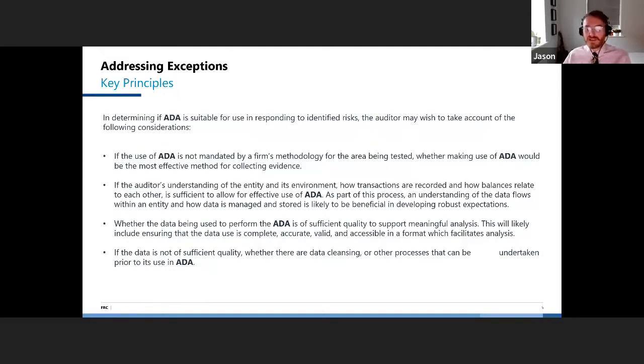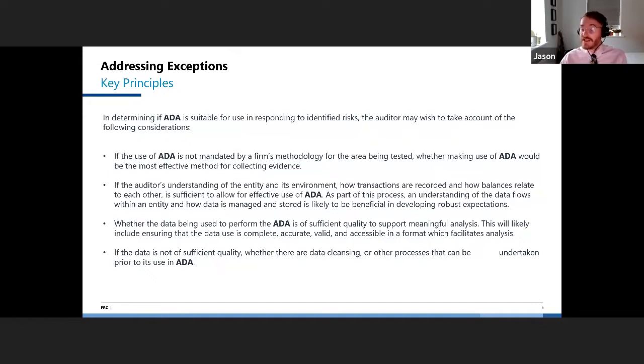So the 4 bullet points: I'm going to talk a little bit about each one and some of the key things that we thought about. The first one is, if the use of audit data analytics isn't mandated by a firm's methodology, whether it's actually going to be the most effective method for collecting evidence. Some firms at the moment are mandating the use of data analytics in testing certain areas, which from a methodological perspective is fine, but the question still needs to be asked about whether it's always suitable. So is it actually the most effective way of collecting evidence?